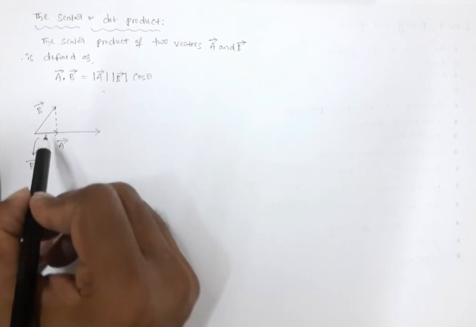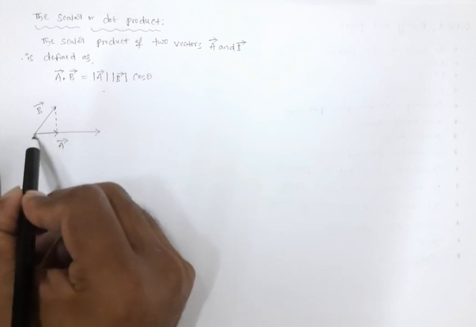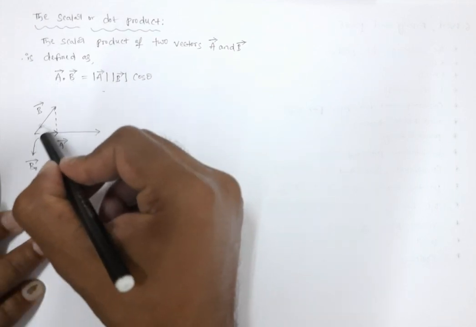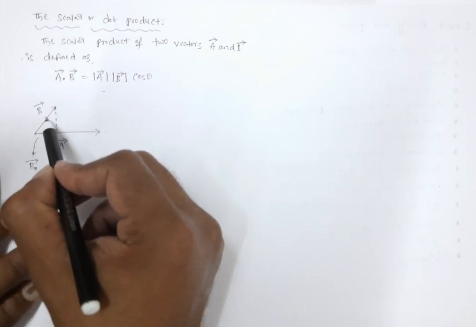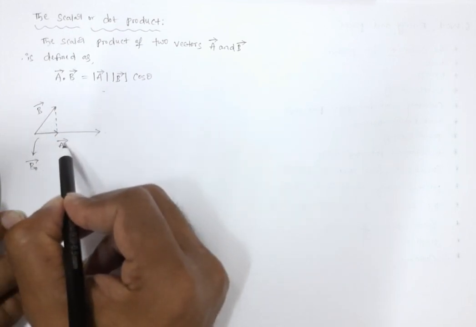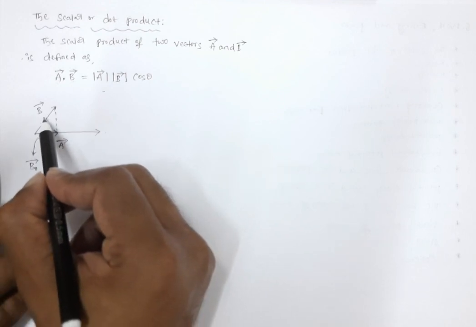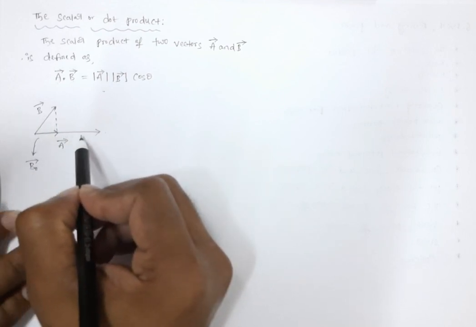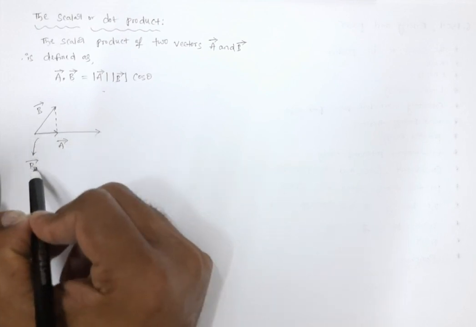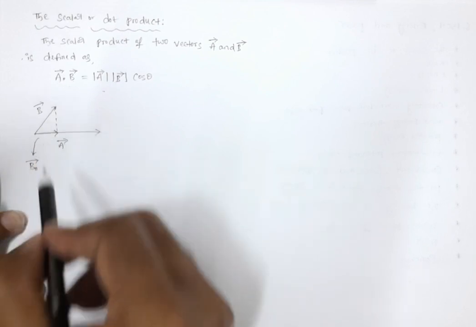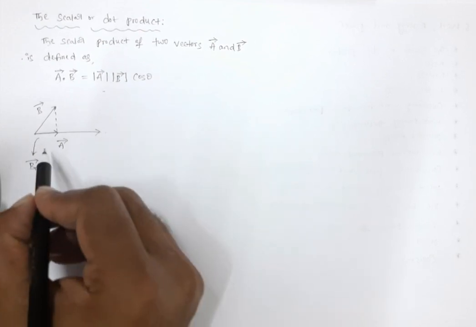Parallel component means, already we have A bar this way. This is the actual vector A bar, but this side we have B bar. Now we take the parallel component of B bar with respect to A bar. Then we take this product, the product of A bar and B parallel. So this product is called the dot product.